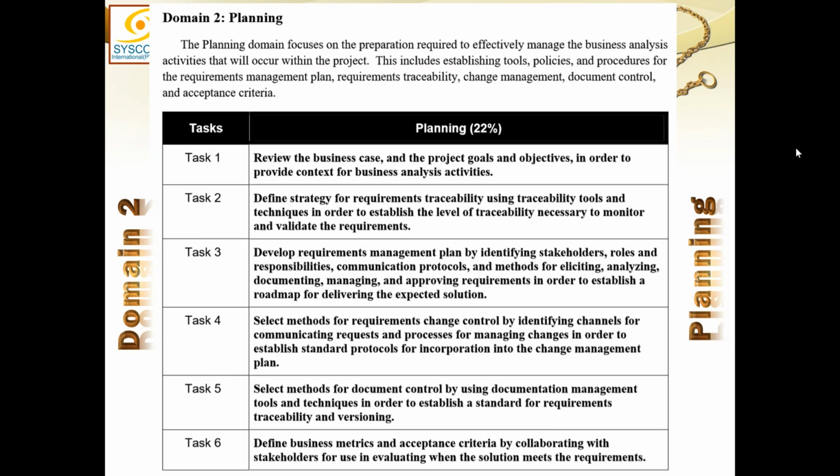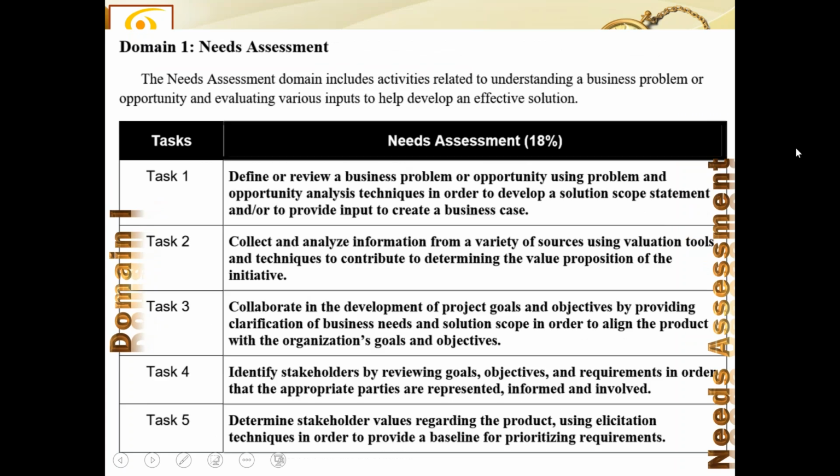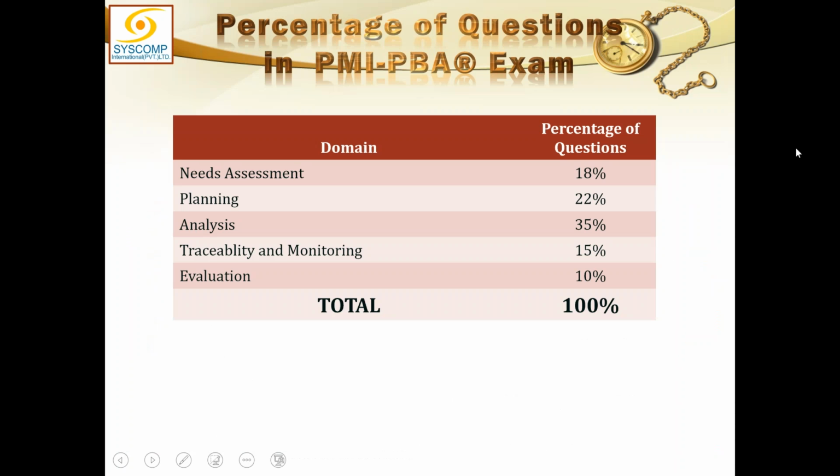We discussed the first domain already, which I can show you by going back. These are the five domains we are required to prepare for. Need assessment, 18% exam questions. Planning, 22%. Analysis, 35%. Traceability and monitoring, 15%. And evaluation, 10%.